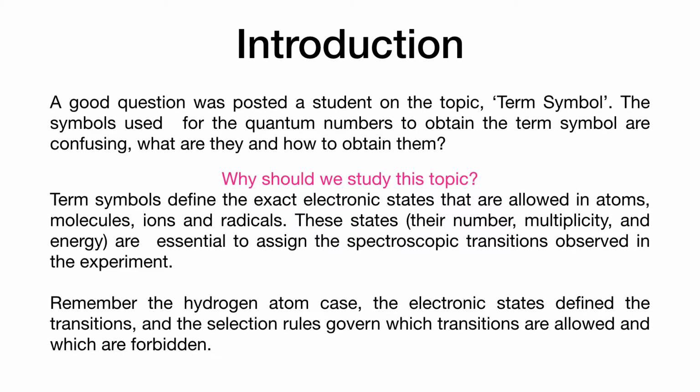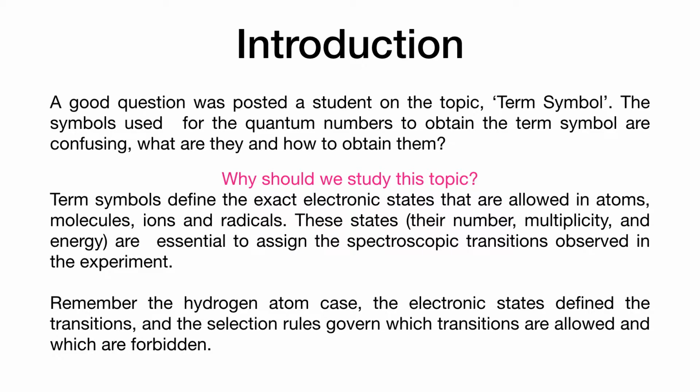As usual, I always ask why we bother with this and why we should study this. The answer is the following: term symbols define the exact electronic states that are allowed in atoms and molecules, and it could be ions as well, or radicals. And the energies of these systems depend not only on the principal quantum number but also on other quantum numbers. And that's the beauty of this, and that's the reason for this.